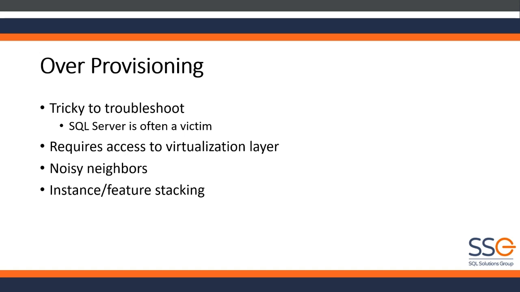My tenants are asking for 48 cores and 120 gig of RAM. I might get away with that if they're not all maxed out. I get away with that. Fine, it's cheaper. The problem happens when they're not all quiet.